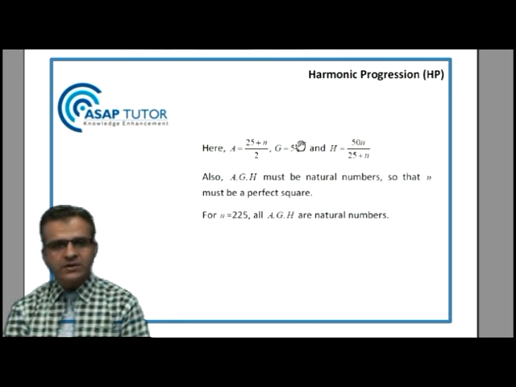Now for the square root of n to be a natural number, n should be a perfect square. So from the options given there, 225 is the perfect square. Therefore for n equal to 225, A, G, H will always be natural numbers. So the correct answer is 225.